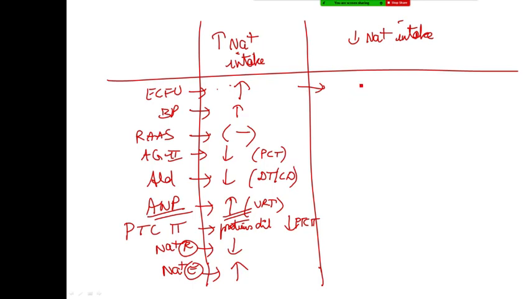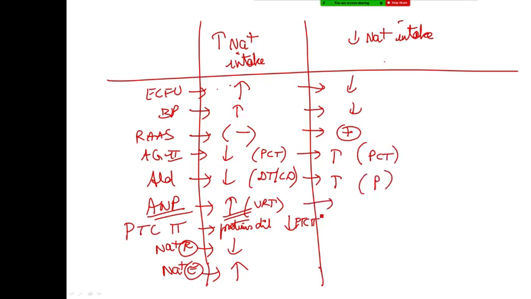And the opposite, decreased intake: ECF volume will decrease, blood pressure will decrease. You need RAS to be activated. Angiotensin 2 and aldosterone will increase, which will act on PCT and the P cell.